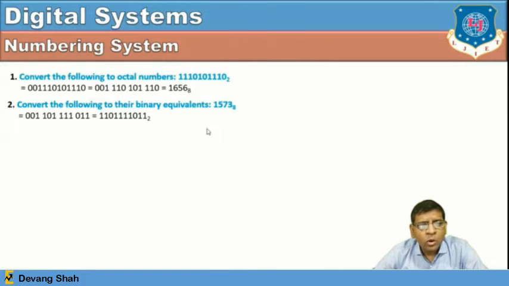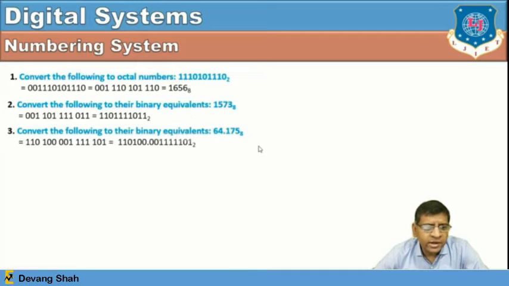So my answer is 1 6 5 6 in octal. Right, same way 1 5 7 3 octal you have to convert into binary. You know the rule is each octal digit is represented in form of 3 bits of binary, and you can do it for 1 5 7 3. So we will start with the 3: 0 1 1. 7 means 1 1 1. 5 corresponds to 101 in octal and 1 corresponds to 001. So by that way you can also convert from octal to binary and vice versa.